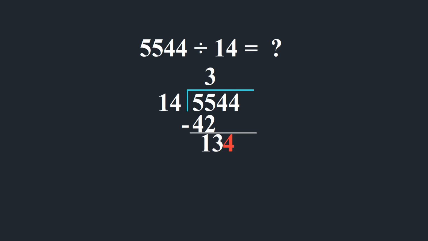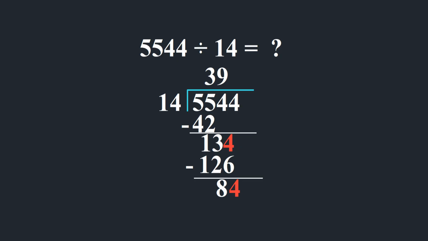How many 14 are in 134? The answer is 9. Now multiply 9 by 14, which gives us 126. Draw a line and subtract 134 minus 126, which leaves us with 8. Now we bring down the next digit 4, and this makes our new number 84.